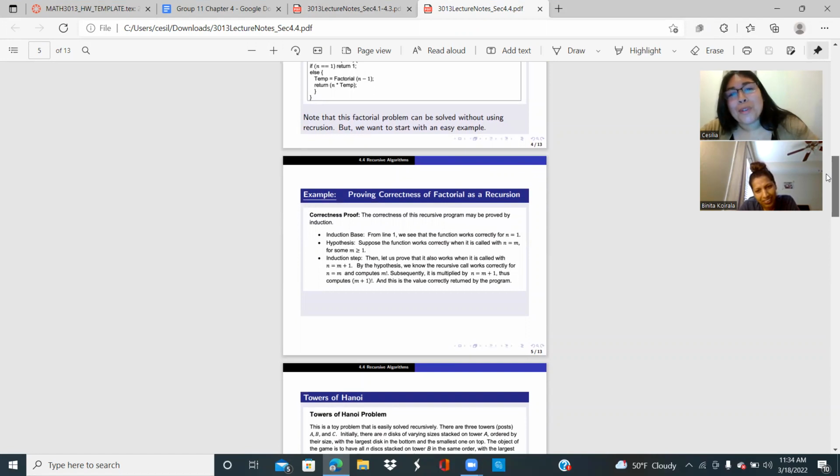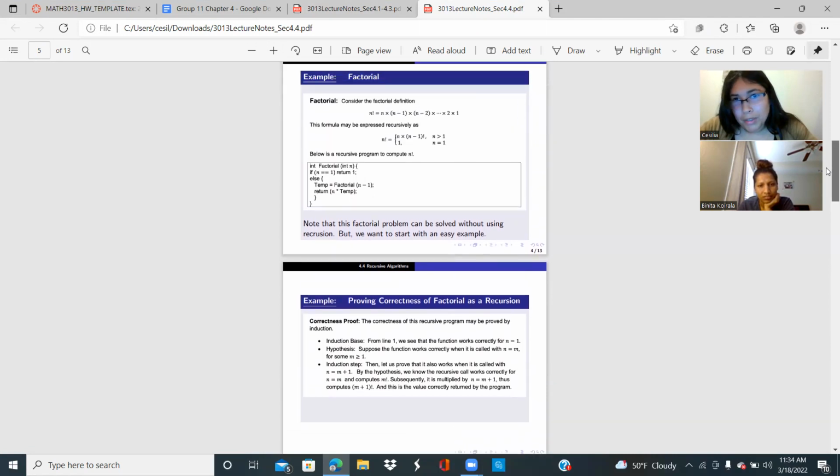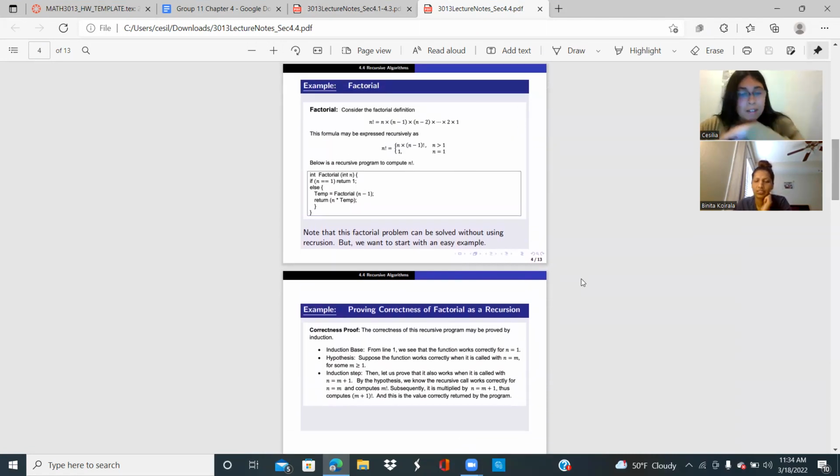Okay, so proving correctness of factorial as a recursion. The correctness of this recursive program may be proved by induction. So the induction base: from line 1 right here, we can see that the function works correctly for n equals 1.